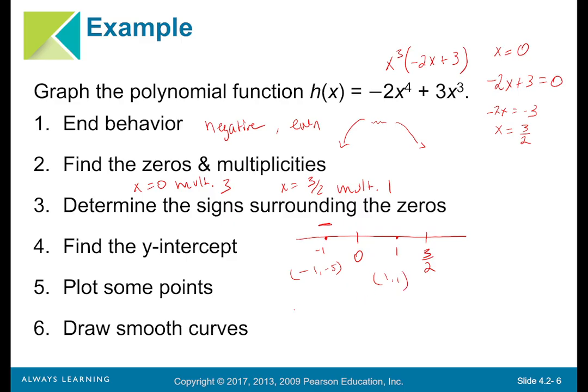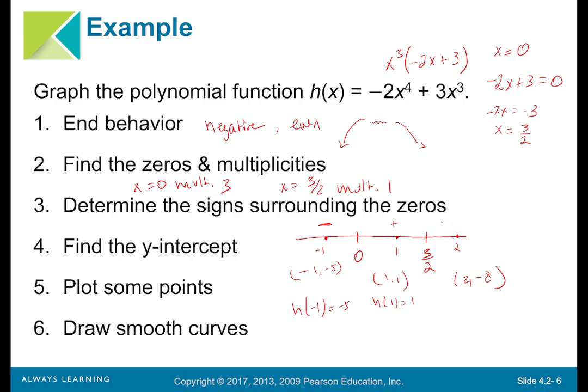Again, you're just plugging in, like, what is h of -1? That gave us -5. And then h of 1 gave us 1. And let's do one more test point out here of 2. And we know we're having the point 2 comma, 2 to the 4 is 16 times 2 is -32 plus 24 is -8. I think that sounds correct.